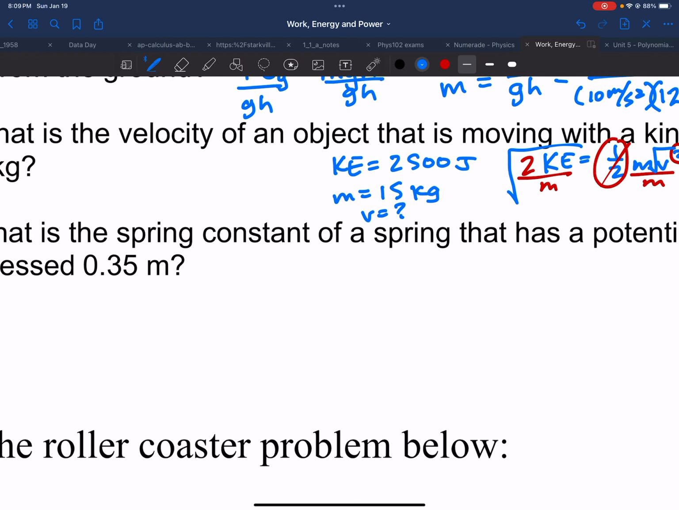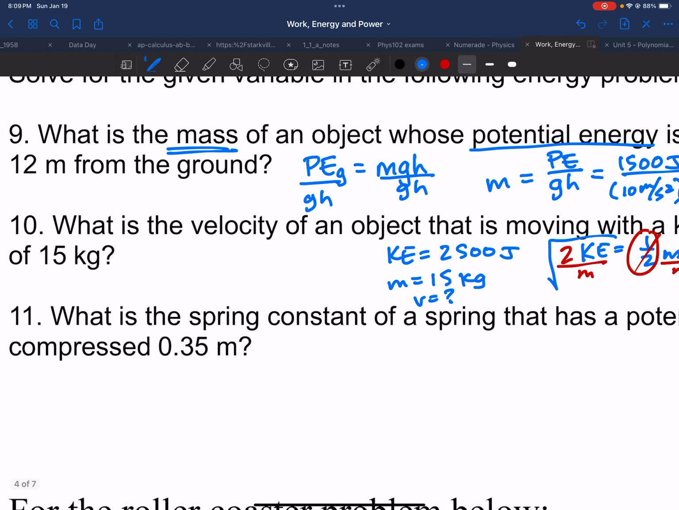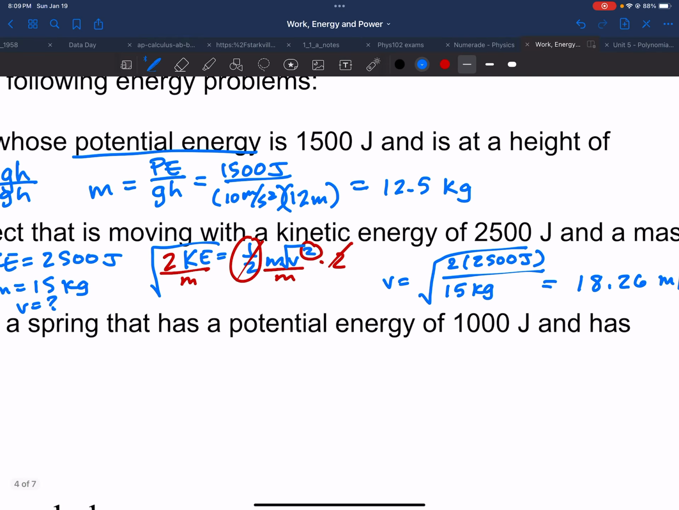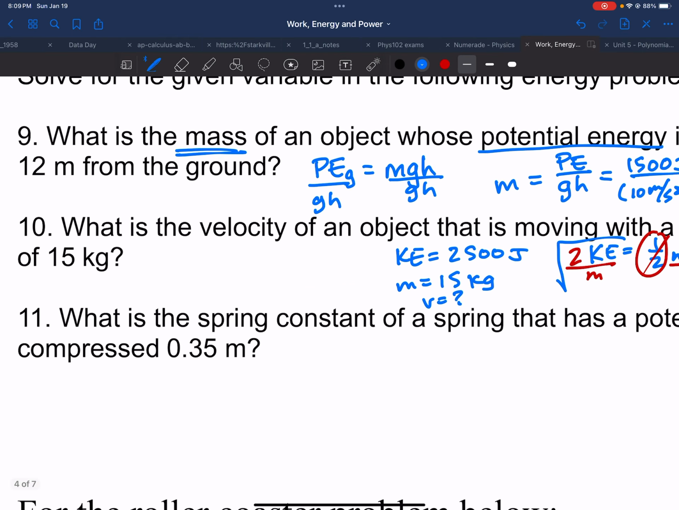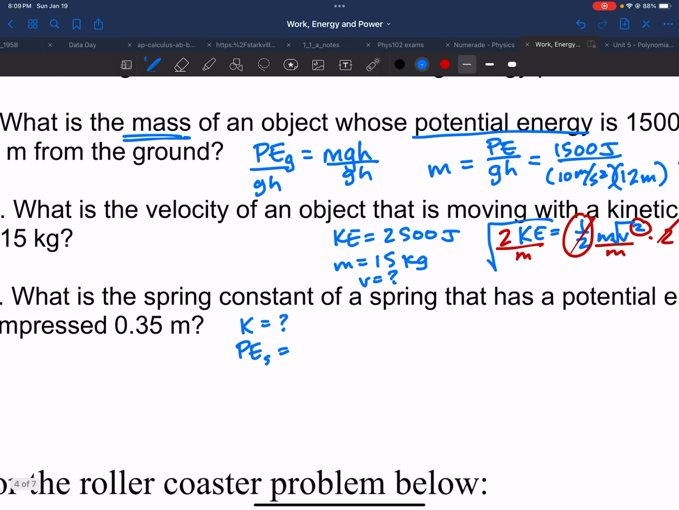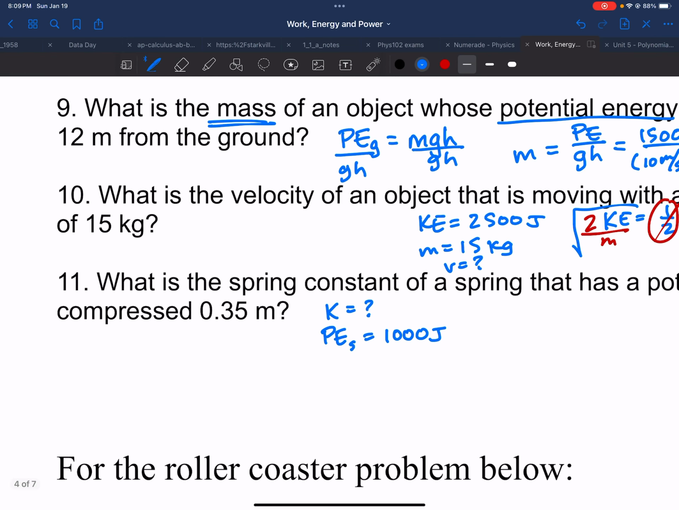All right, let's look at my last example problem. What is the spring constant of a spring that has a potential energy of 1,000 joules and has compressed 0.35 meters? So we want to know k. Our potential spring energy is 1,000 joules, and the spring has been compressed 0.35 meters.